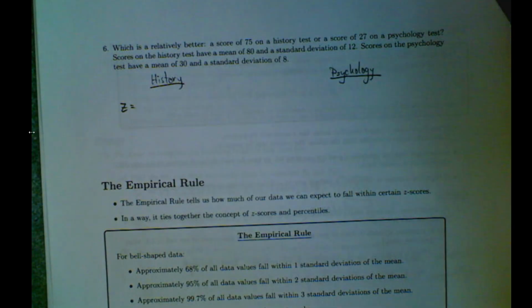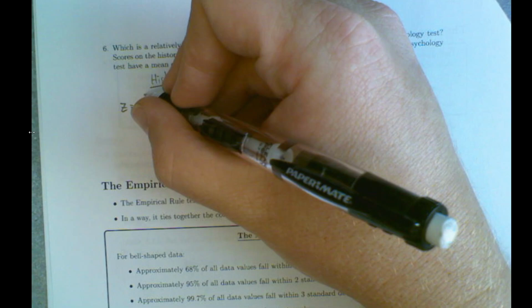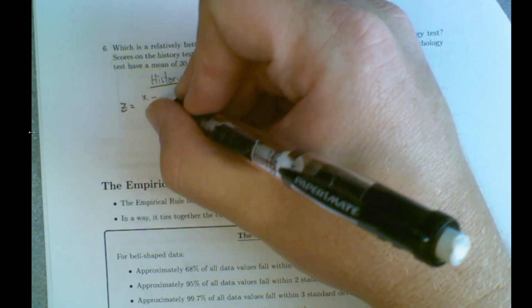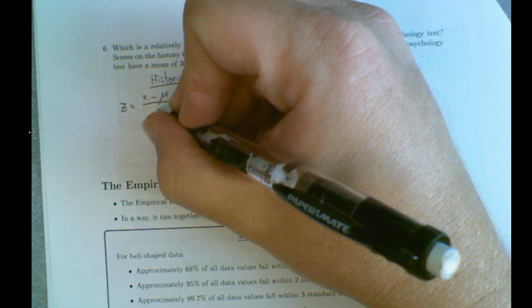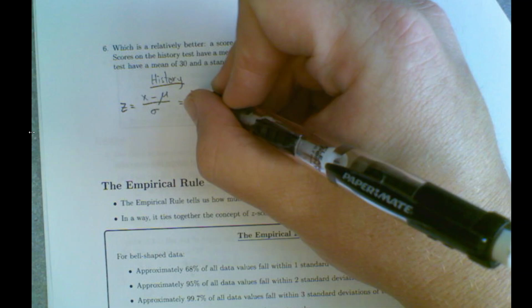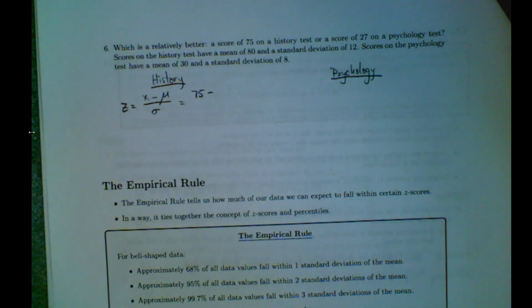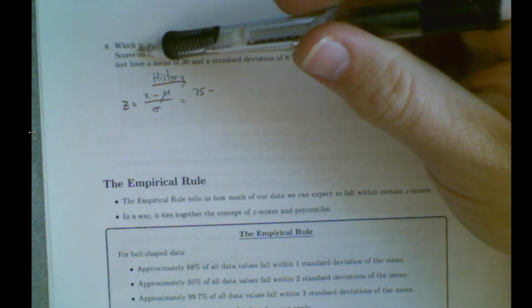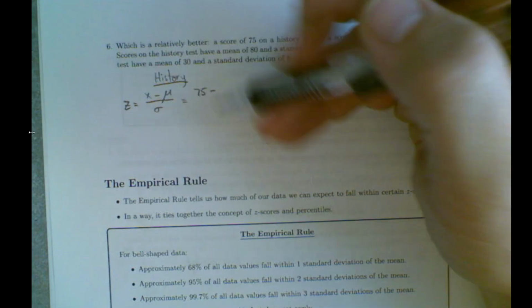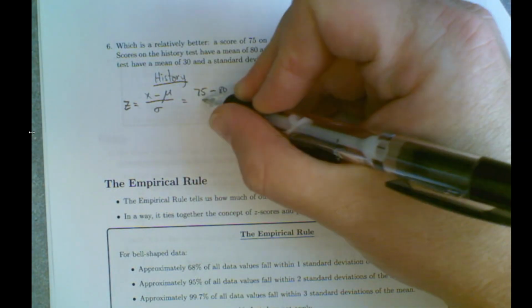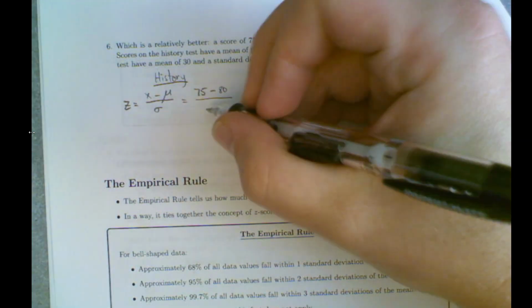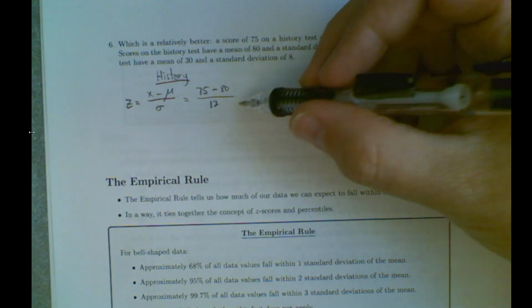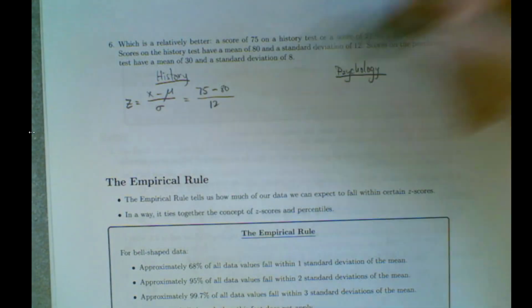For the history test, the score was a 75. Let me just write out the formula: X minus mu over sigma. The score was 75, that's X. The scores on the history test have a mean of 80, so the mean is 80. And they have a standard deviation of 12, so I'll plug in 12 for that. I'll punch that into Desmos here in a second.